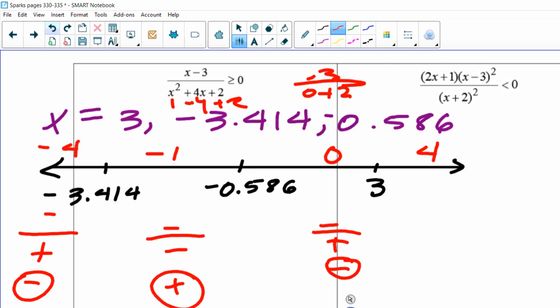Positive over positive, that's positive. That was 1 over 16 plus 16 plus 2. That's positive.